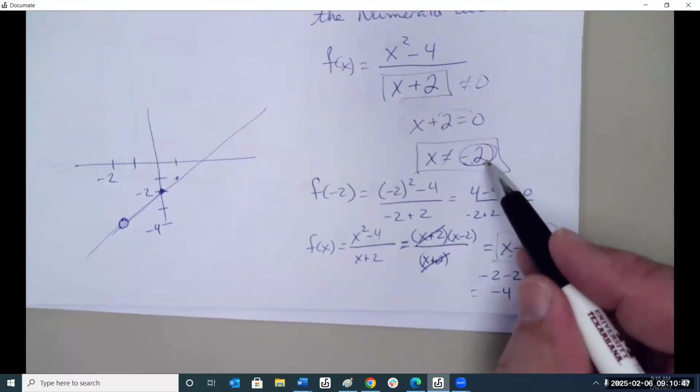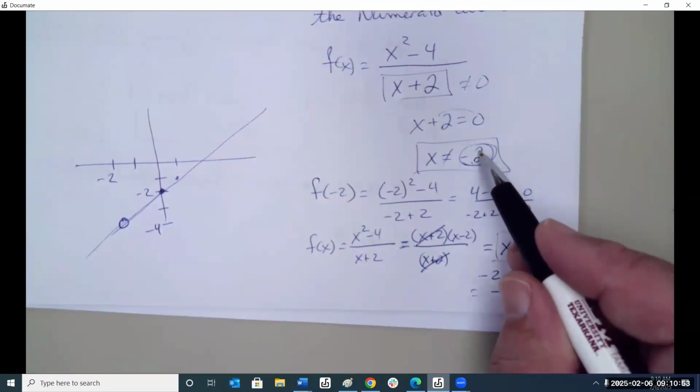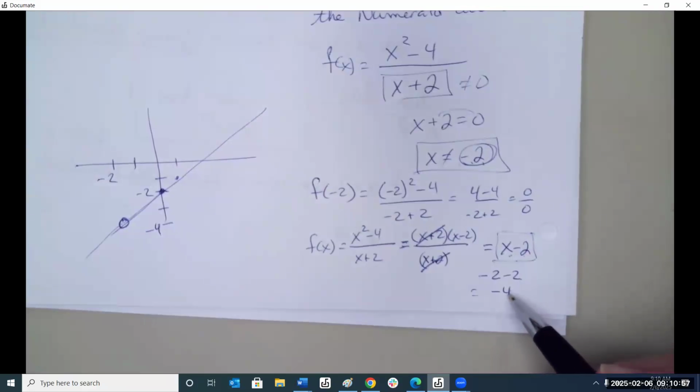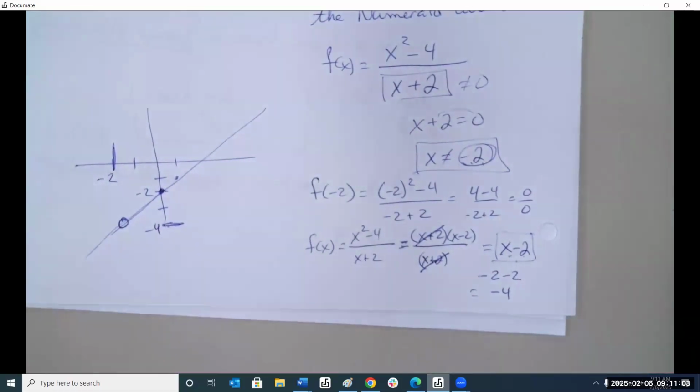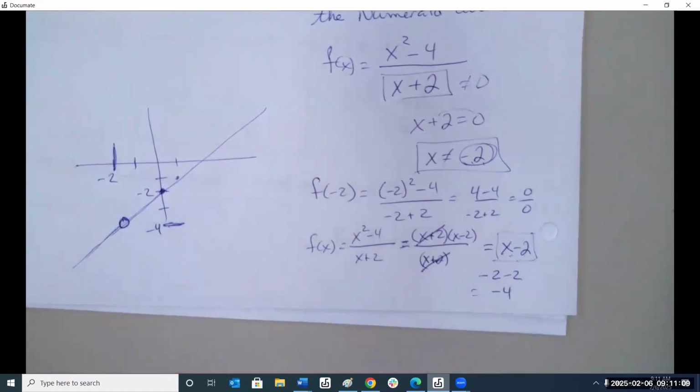Because when we take our discontinuity point, where it's our asymptote, where the bottom is 0, and plug it into the equation that's remaining, we get the location of our hole. It happens at -2, and the hole appears at -4. So it's going to be a graph, but at -2, -4, there's a hole. That's why it's a removable discontinuity.